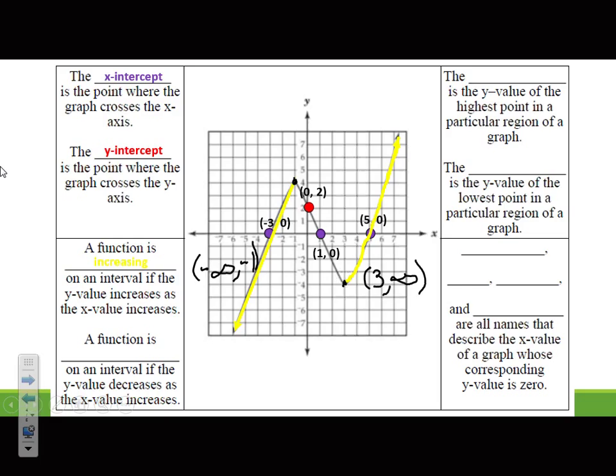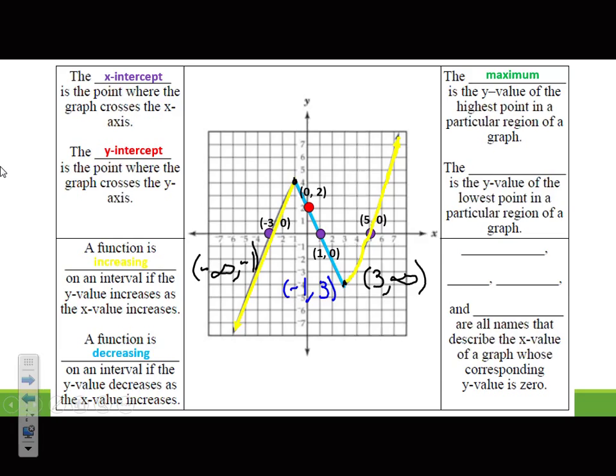Now a function is decreasing on an interval if the y values are decreasing, so going down, and the x values are increasing. So if we look here, this is our range. From here to here, we are decreasing. So we're looking at x value at -1, and we go all the way to 3. That's where we're decreasing. That's our interval for that.